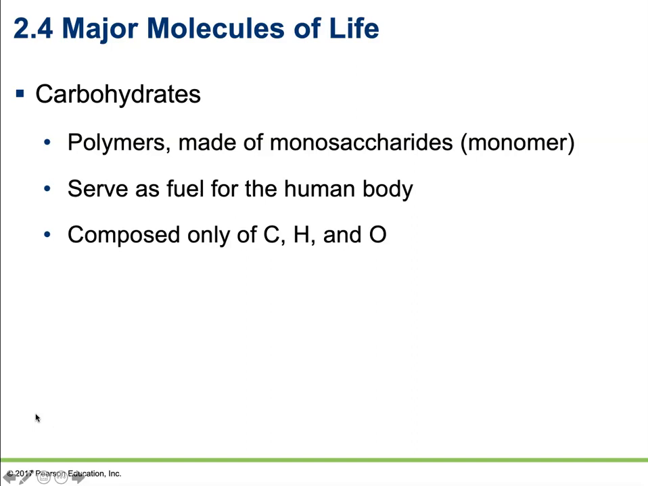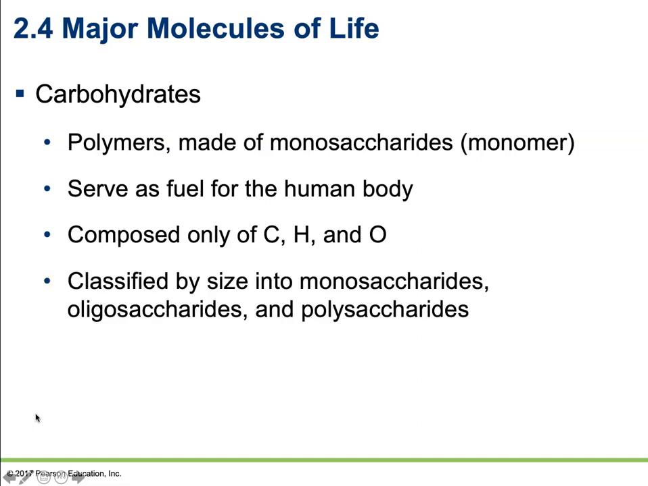They're going to come in a variety of sizes. Monosaccharide will be the monomer form. Oligosaccharides will be the multiple but not quite a lot form. So 2 to 3 to 4 saccharides strung together, and then finally polysaccharides. Polysaccharides are going to be many saccharides strung together.